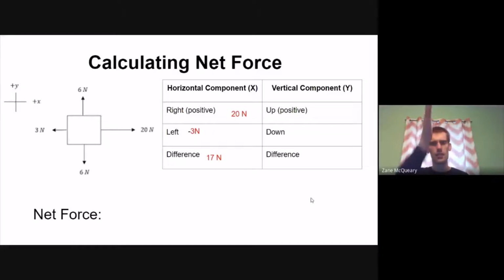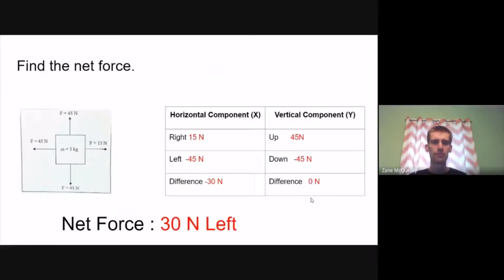Look at the Y direction now, or the vertical component. We have 6 going up, 6 going down, making that a negative 6. So when you add those together, you get 0. So we have 17 newtons that are left over, and because it's positive, it must be going to the right. That's our net force. Let's do another example of net forces.